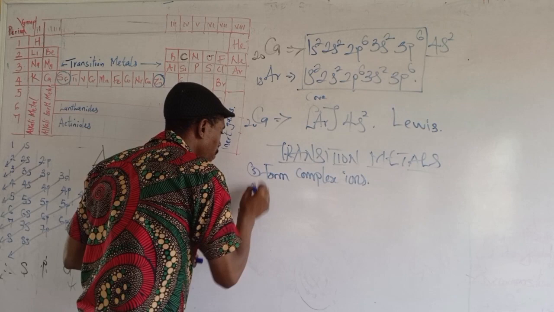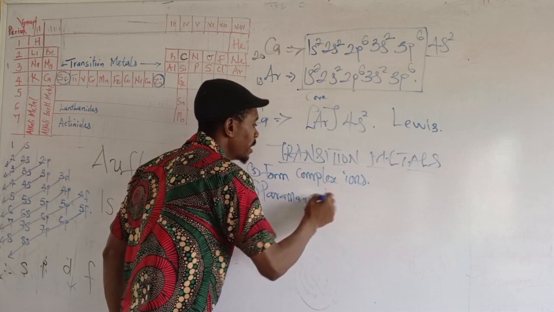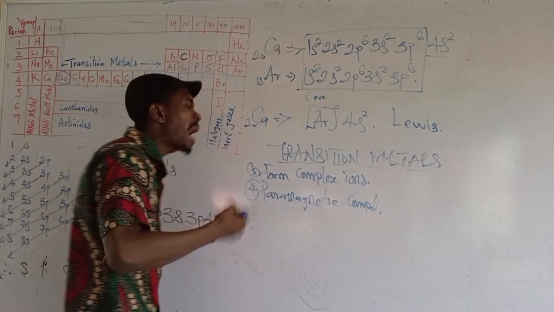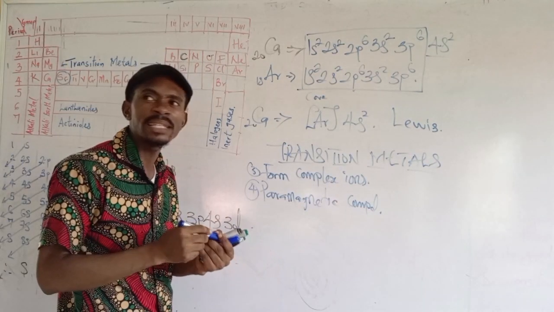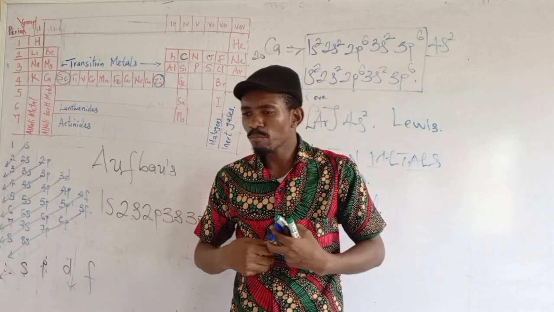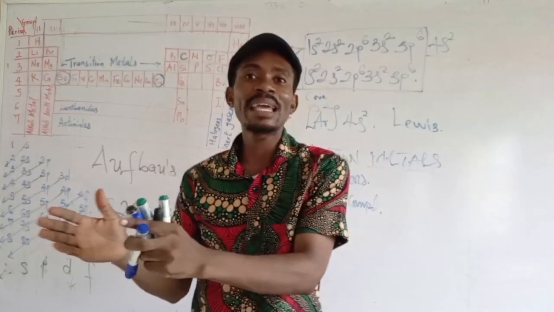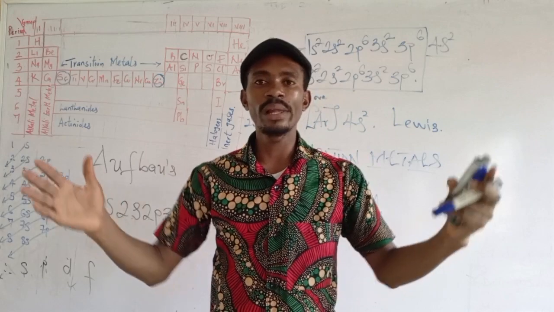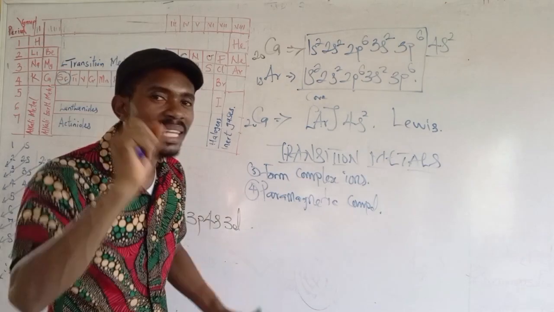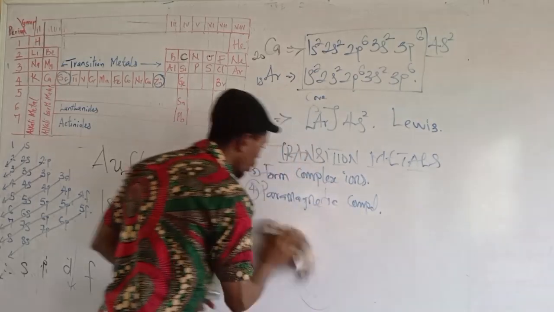Number 4 property of these elements is that they exist as paramagnetic compounds, or they exhibit paramagnetism. What does it mean? Paramagnetic compounds are compounds that are weakly attracted to a magnetic pole, while the opposite is diamagnetic, which are strongly attracted. But for paramagnetic, they are only weakly attracted. And these metals exhibit this property.